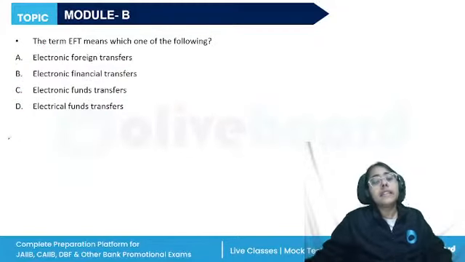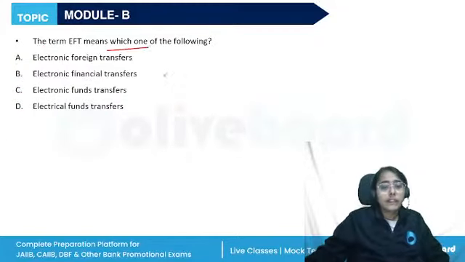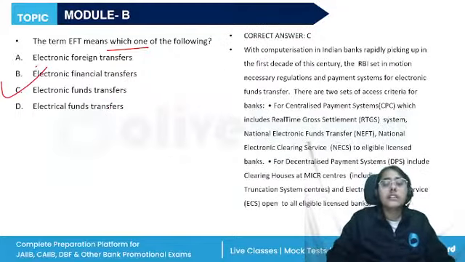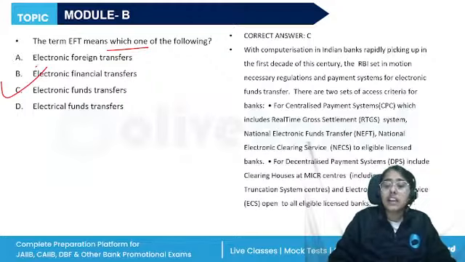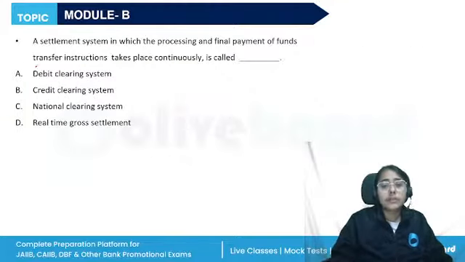Next, the term EFT means which of the following? Electronic foreign transfers, electronic financial transfers, electronic fund transfers, or electrical fund transfer. So EFT means electronic fund transfers. So there are two categories for the payment system. For the centralized, we have the RTGS, NEFT, NECS. And for the decentralized, we have the clearing houses at the MICR centers and the electronic clearing service open to all the eligible licensed banks.